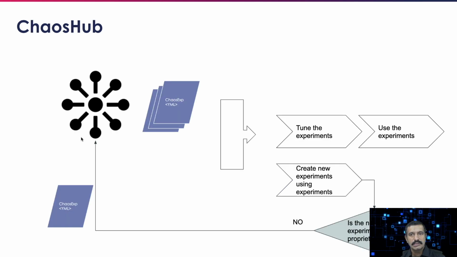So in brief, this is Chaos Hub. You really tune the experiments that are available and use them. That should give you a good start. And then you start applying the same learnings to create your own experiments that are specific to your application or whatever you find missing in the hub.